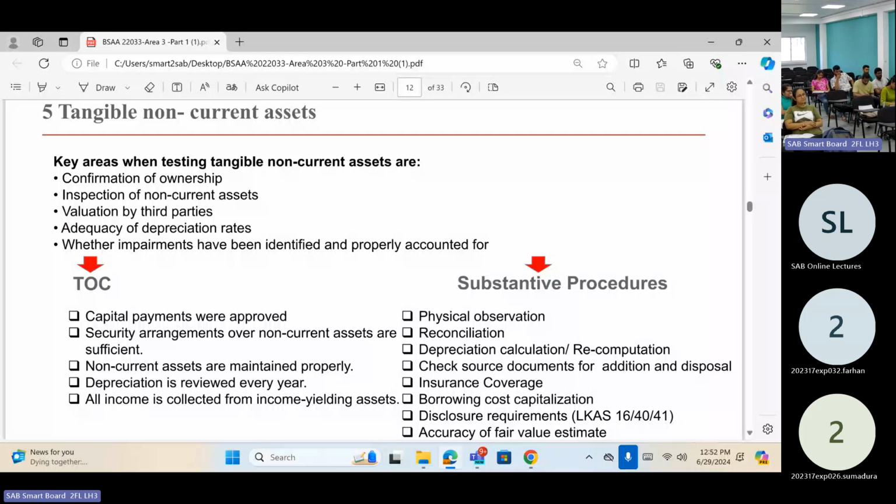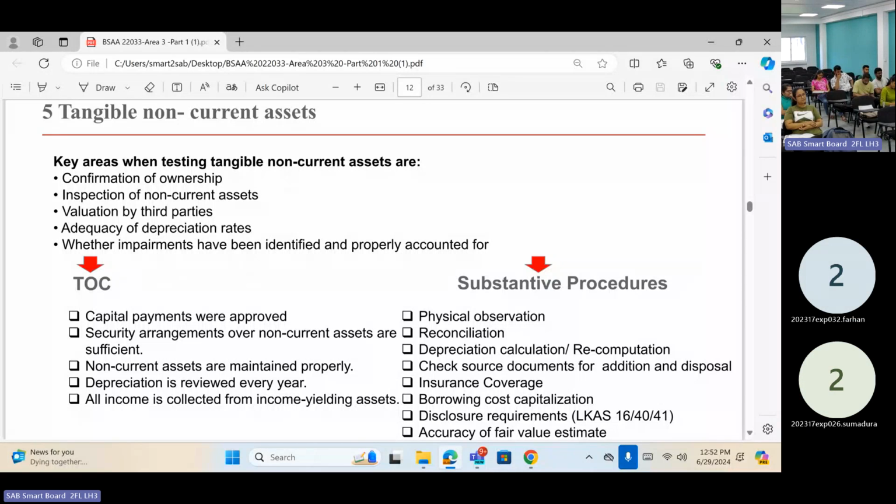If we have a tangible non-current asset at the year end, that should be audited by the auditor. Once you are focusing on the balance, we have to focus on what the concern areas are. Here we have mentioned some of them. Other than that, I have listed those things on the whiteboard, but I am going to repeat that here.